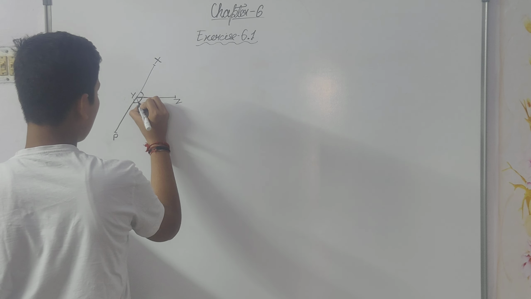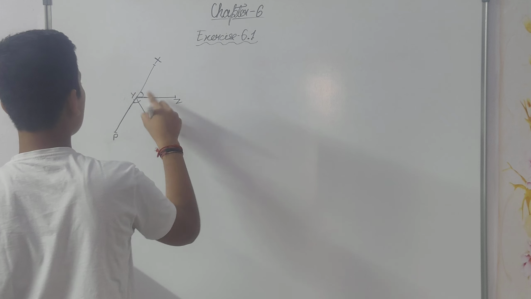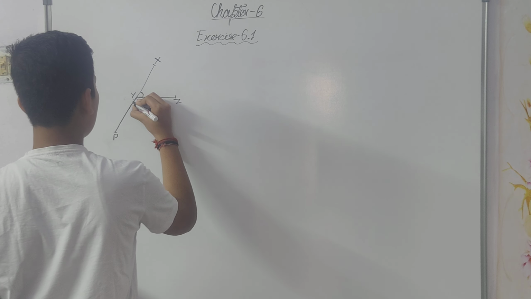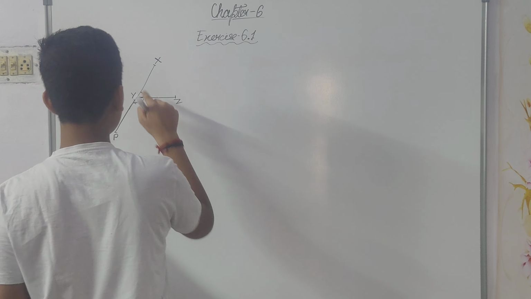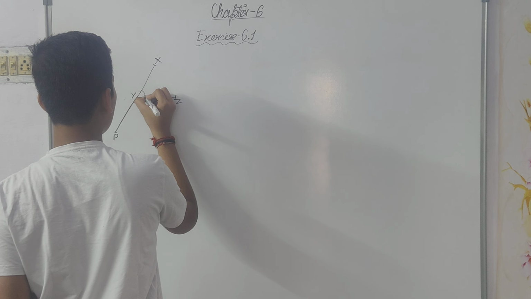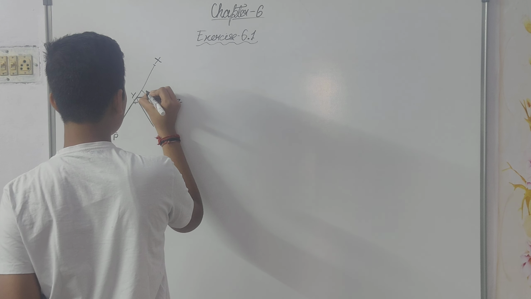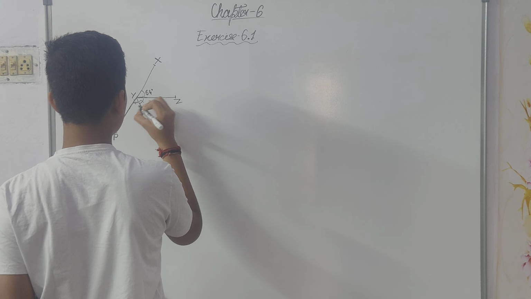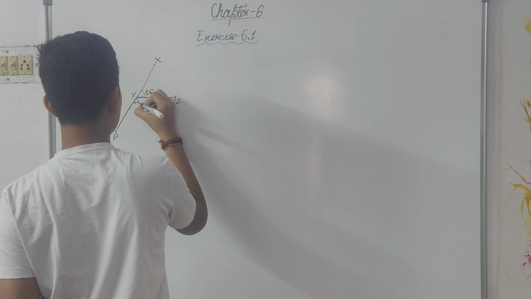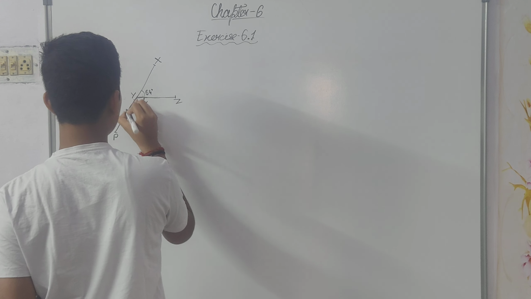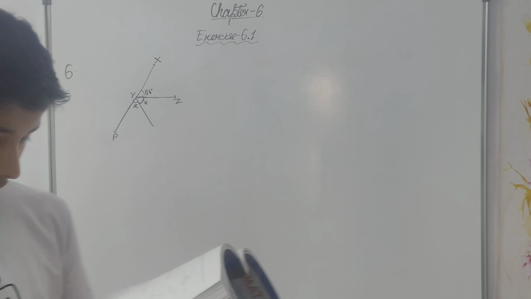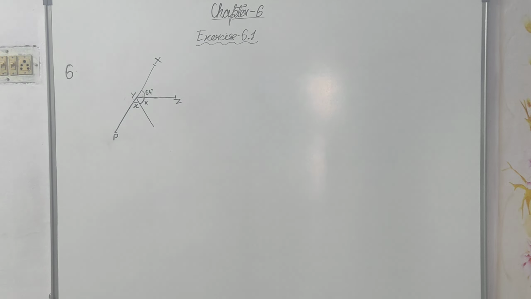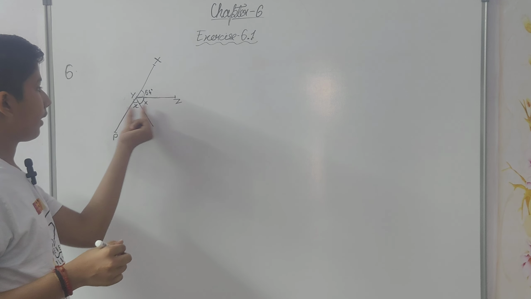It is given that ray YQ bisects angle ZYP. So this angle will be equal to this angle. Now angle XYZ equals 64 degrees. Let this angle be x and this also x. Now find ZYP and ZYQ. So how will we do this? This is 64, this is x and this is x.